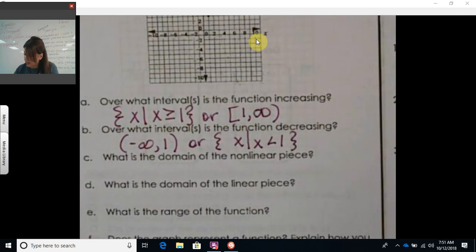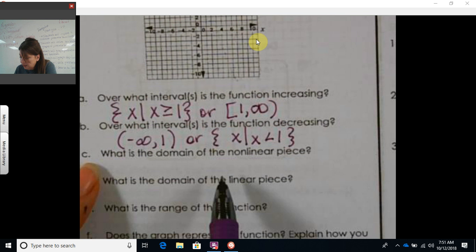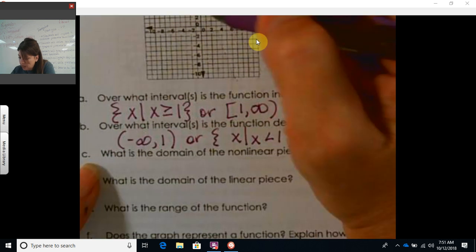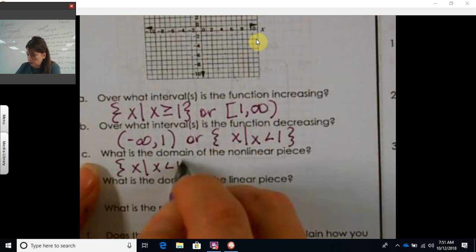What is the domain of the non-linear piece? Okay, we just had that same answer, don't be confused. What is the domain of the non-linear piece? X is less than 1. This is the non-linear piece. Its x values are less than 1, right? So we could say x such that x is less than 1.